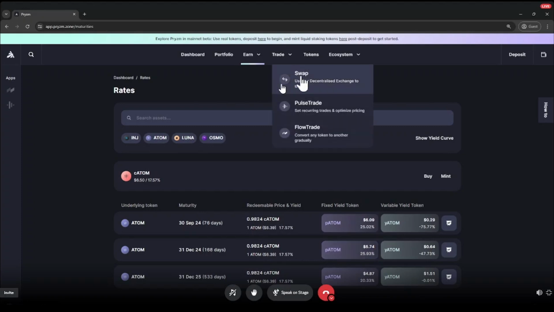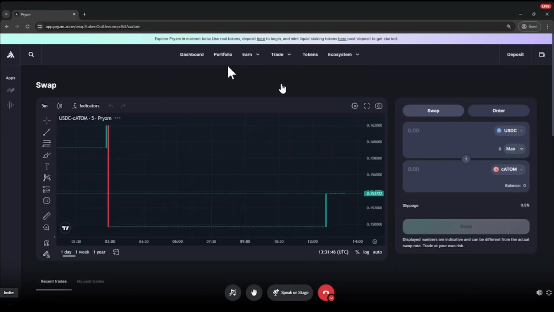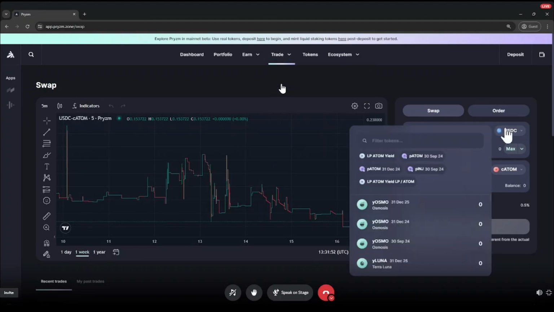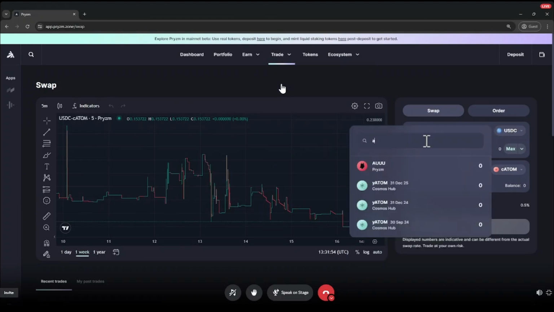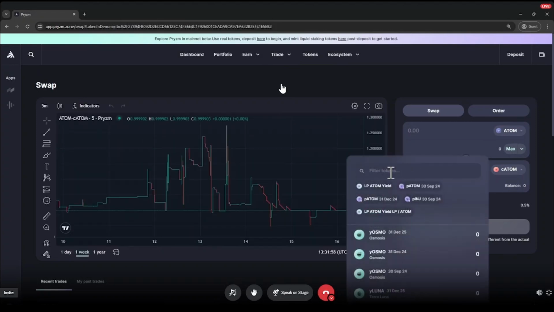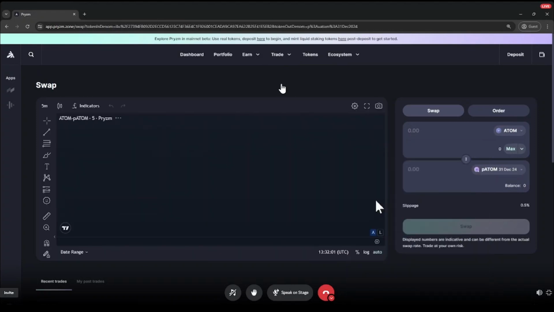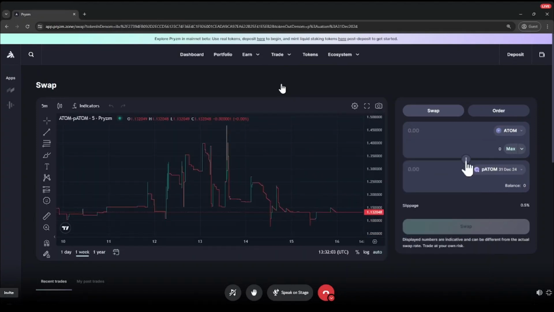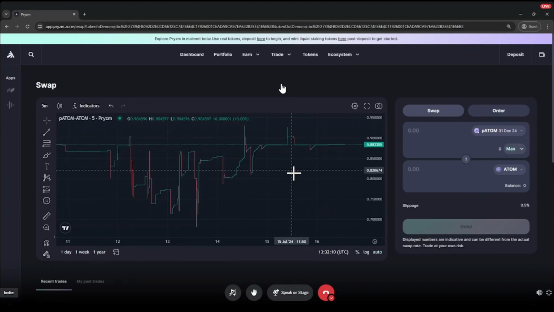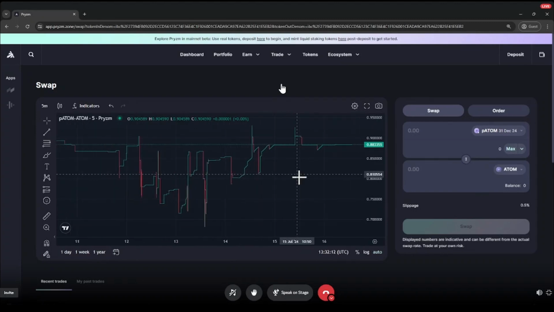So one way I like to look at this is, I just went to the swap page here. So swap, and I will put in ATOM here, and I'll put in pATOM DEC24 that we were just looking at, and I'll switch them around so it's easier. So I just click that little thing in the chart there. So hopefully everyone can see my chart here.